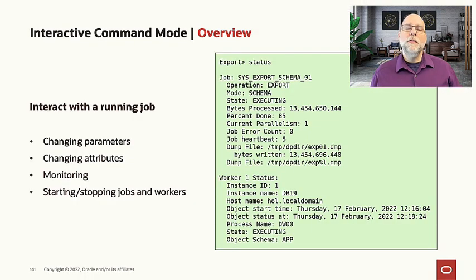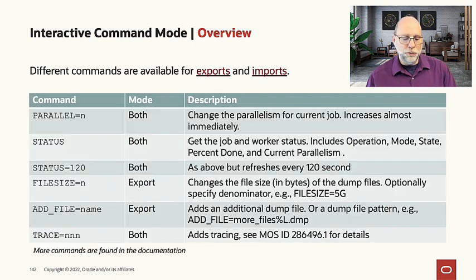The purpose of the interactive command mode is to be able to modify and query the status of a job so that you know exactly what's going on and can maybe change it in ways that would help performance, or maybe compensate for other workloads on the system, and do other things to the job that you might have forgotten to do in advance. So I'll give you an example of some of the commands that you can use.